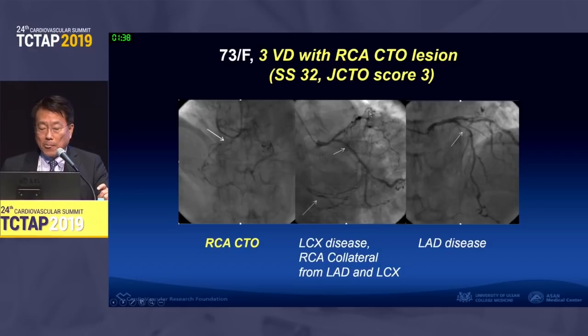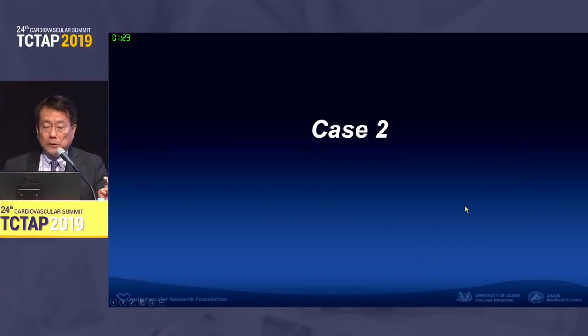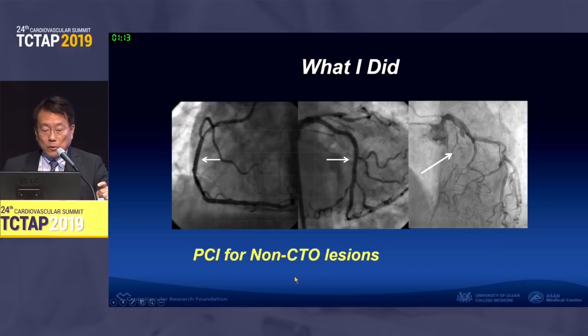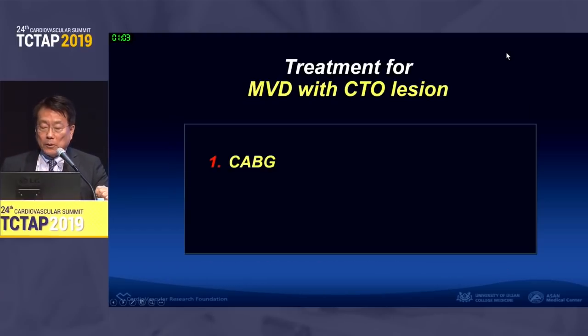A very tough case: RCA CTO and multiple disease. This particular case was very tough. However, we treated it with complete revascularization using multiple stents, which is very aggressive. Another case has three vessels: the LAD is already a total CTO, with circumflex disease and right coronary disease. We fixed the non-obstructive, non-CTO lesions with PCI, and for the LAD CTO region we just tried medical treatment.